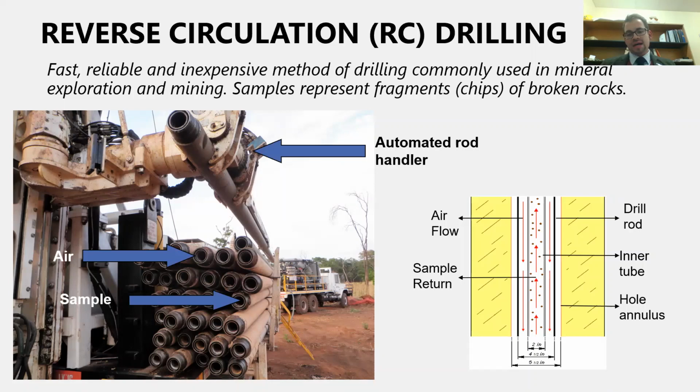And unlike any other of the techniques we have discussed so far, RC drilling produces not continuous pieces of rock or core. Instead, it produces chips, small pieces of broken rocks, and that can be used to identify minerals, lithologies, and can be used for chemical analysis. So what's happening during reverse circulation?